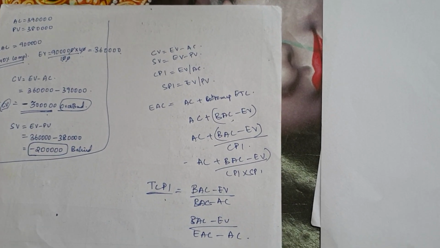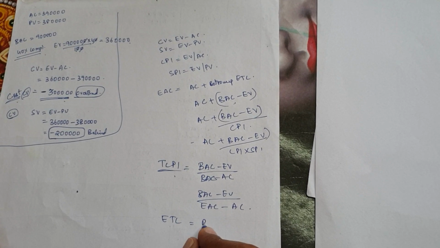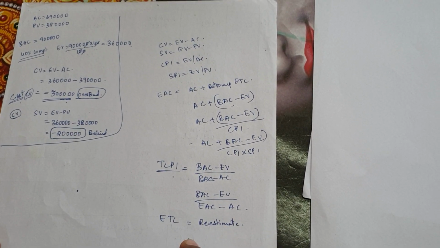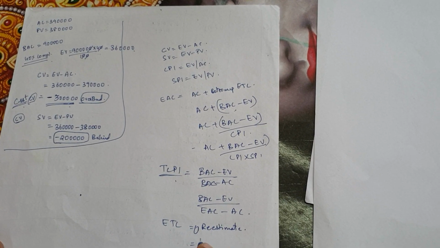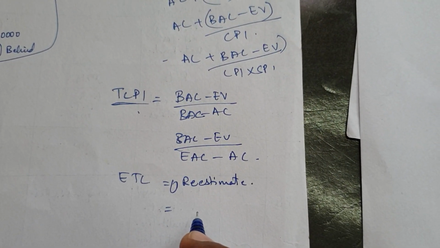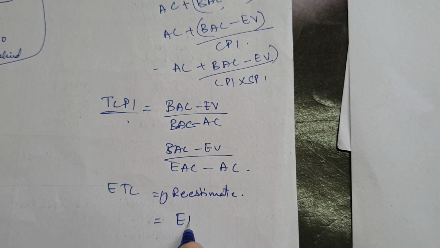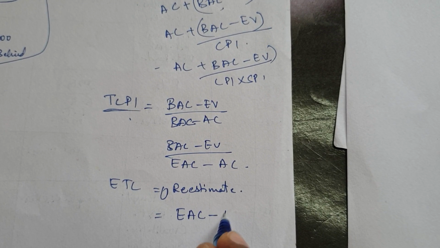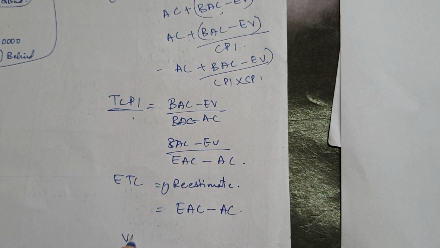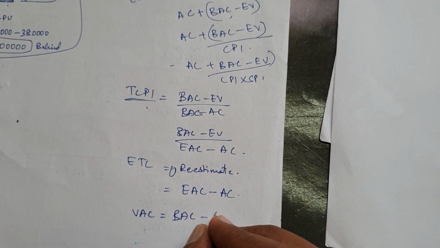After this, you have your estimate to complete. This is nothing but the re-estimate, or there is another formula for estimate to complete: EAC minus actual cost. Then you have variance at completion, which is nothing but BAC minus EAC.